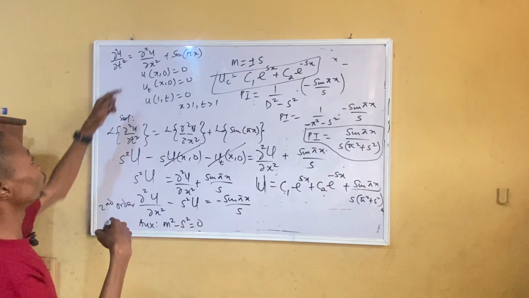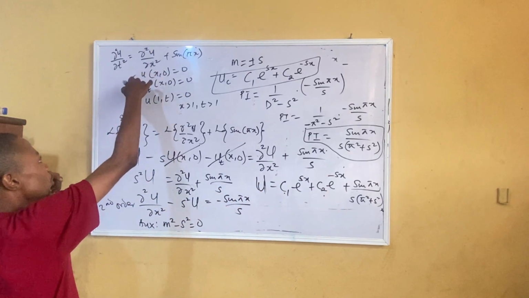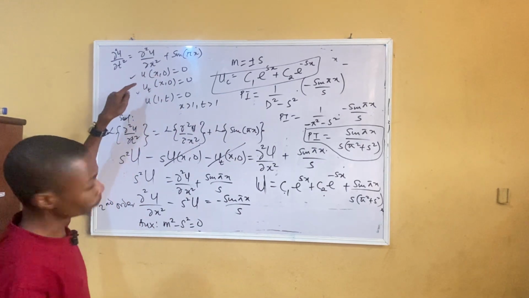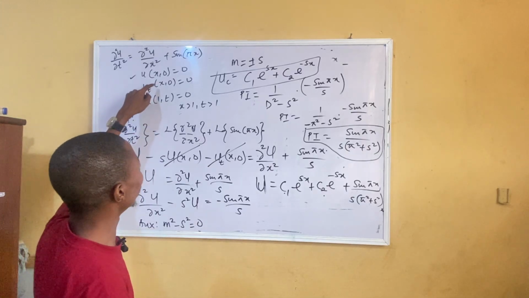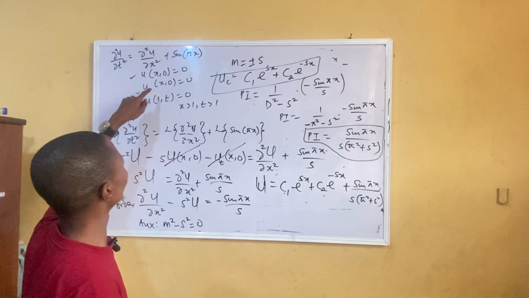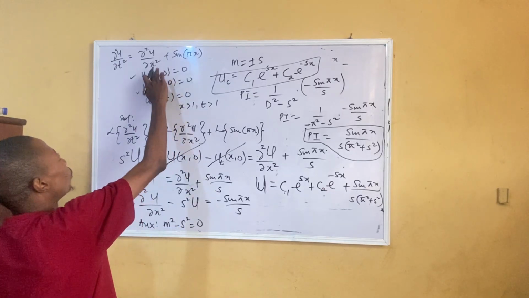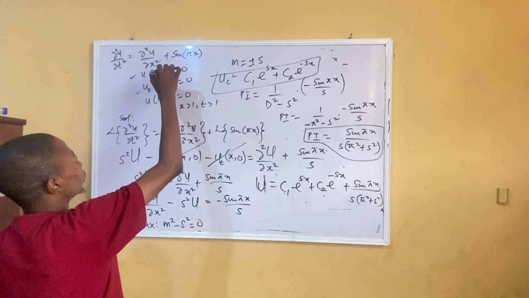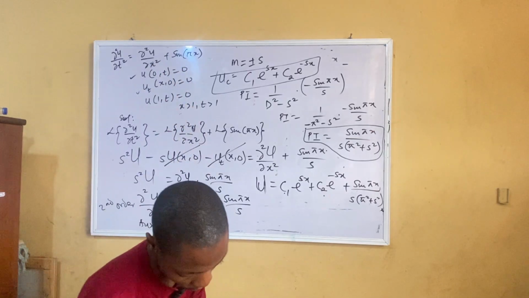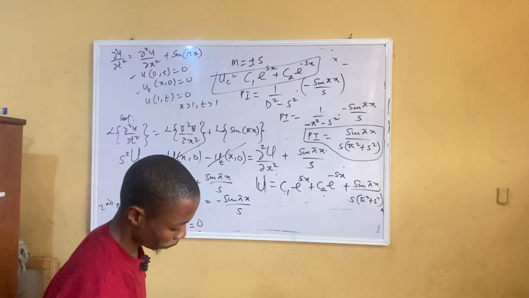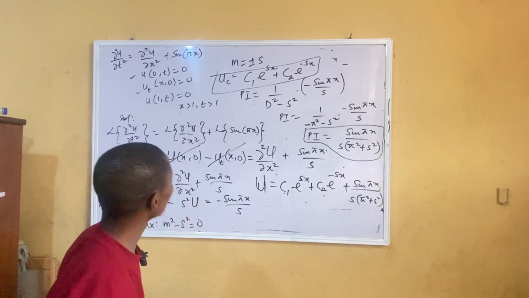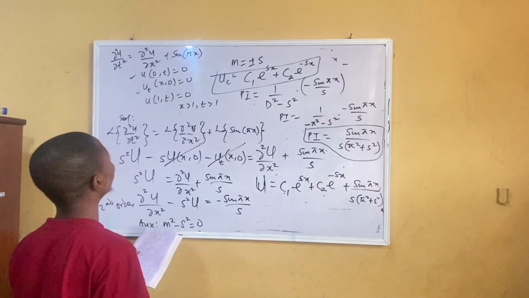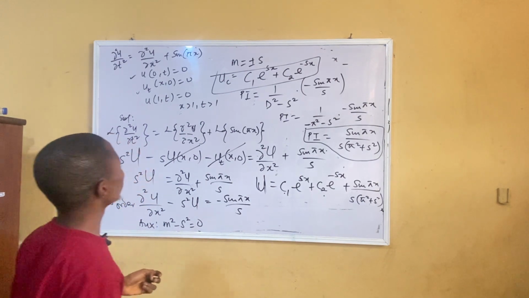How many conditions do we have? We have 3 conditions. Now I'll go back to condition 1. Sorry, this is u of 0 comma t. Let me check the conditions again: u of x comma 0, u of 0 comma t. Yes, we have u of 0 comma t equals 0, and we also have u of x comma 0 equals 0, and u prime of x comma 0. Yes, u of 0 comma t is 0.